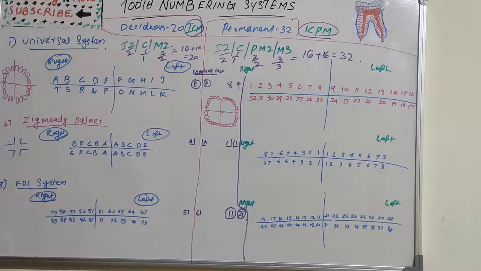Today's topic is the tooth numbering system. There are many tooth numbering systems available, but we have basically three that are commonly used, and the most acceptable one is the FDI system. So let's see the three systems of tooth numbering.